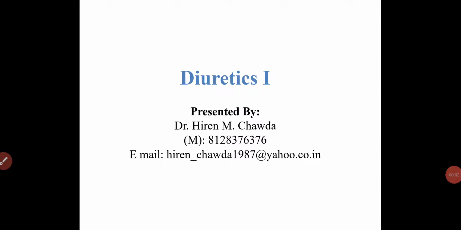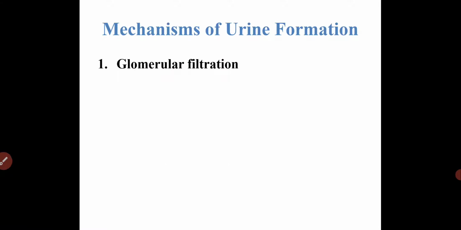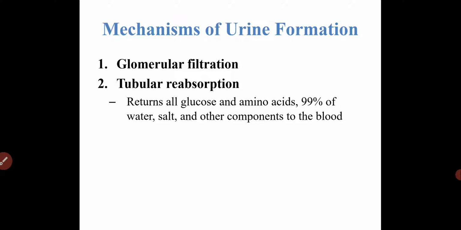Today we discuss diuretics. So let's see how urine formation occurs. There are three parts. One is glomerular filtration. Second is tubular reabsorption, which is the return of all the glucose and amino acids and 99% of the water, salts and other components into the blood.